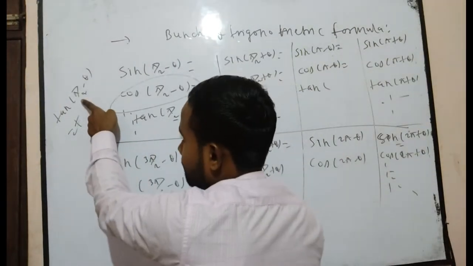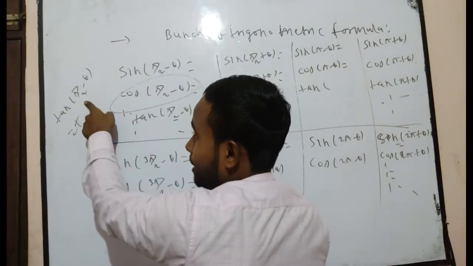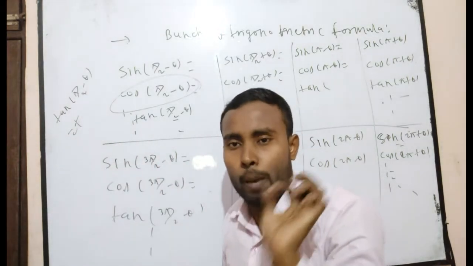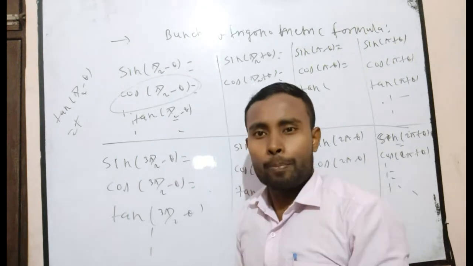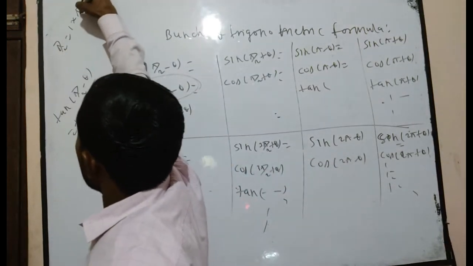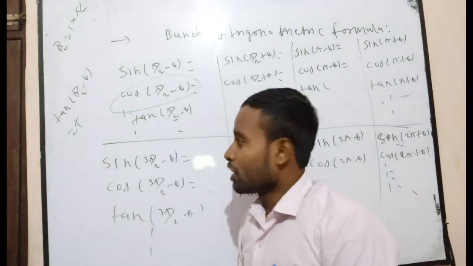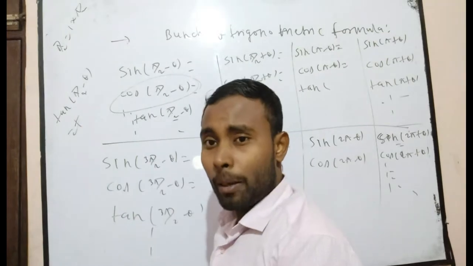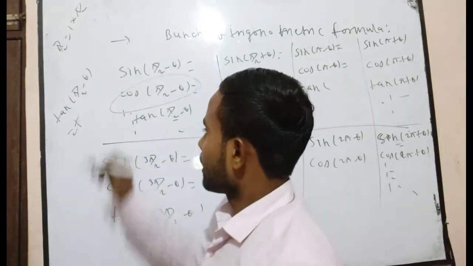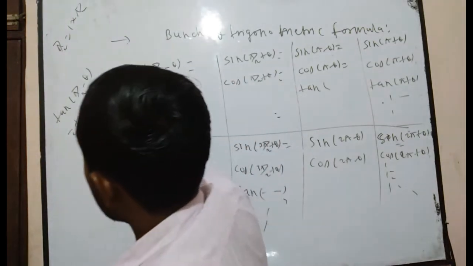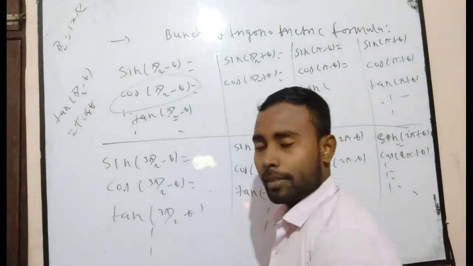Now as you know, this pi by 2 is an odd multiple of pi by 2, because pi by 2 can be expressed as 1 times pi by 2. It is an odd multiple of pi by 2, so it will be a complementary function. There you have to write the complementary function of tan. As you know, the complementary function of tan is cot, so you have to write cot theta. I think you understand.